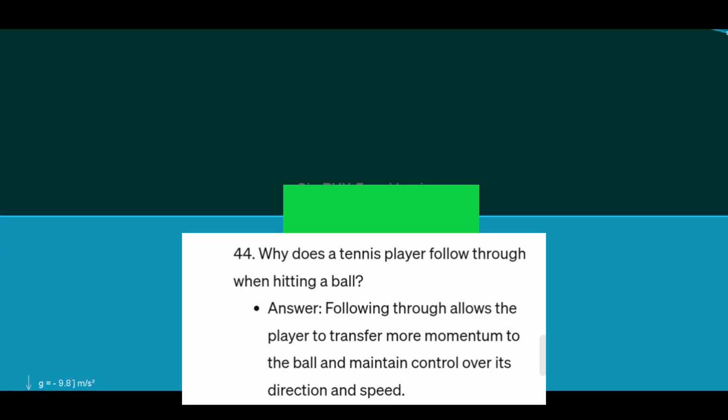Why does a tennis player follow through when hitting a ball? Answer: following through allows the player to transfer more momentum to the ball and maintain control over its direction and speed.